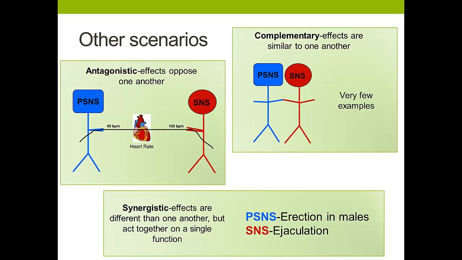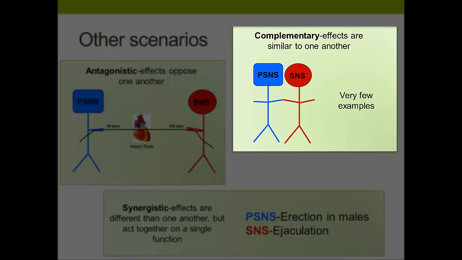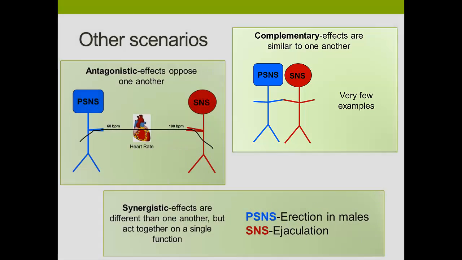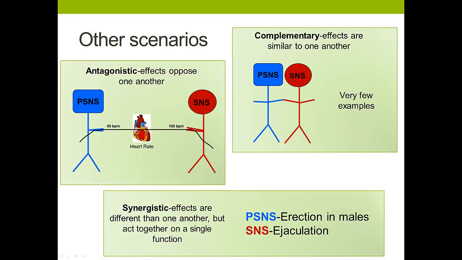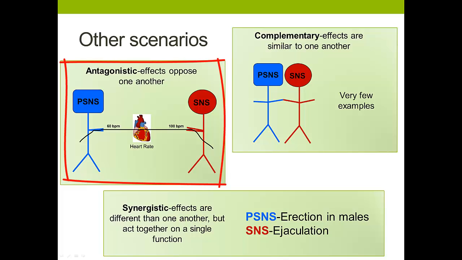In very isolated cases throughout the body, the sympathetic and parasympathetic outflows may actually work with one another in a complementary fashion to accomplish a common effect. In other cases, the sympathetic and parasympathetic divisions may have different effects but act synergistically to control a given function. An example of a synergistic effect exists within the male reproductive physiology. The parasympathetic nervous system innervation leads to erection in males, while the sympathetic nervous system is responsible for the ejaculatory process. It is important to note that in most cases within the body, the two divisions of the autonomic nervous system do operate in an antagonistic fashion.